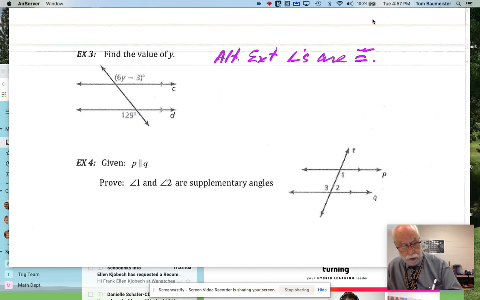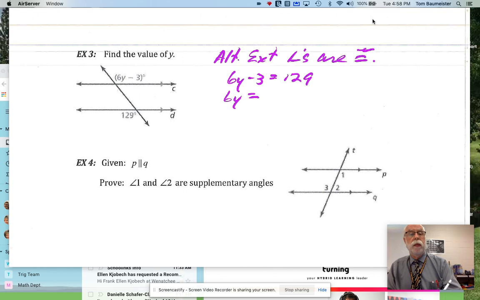So we can say then that 6y minus 3 is equal to 129 degrees. I'll add 3 to both sides. That gives me that 6y is equal to 132. And now I'm going to divide by 6. And when I divide by 6, I'll find that y is equal to 22 degrees.